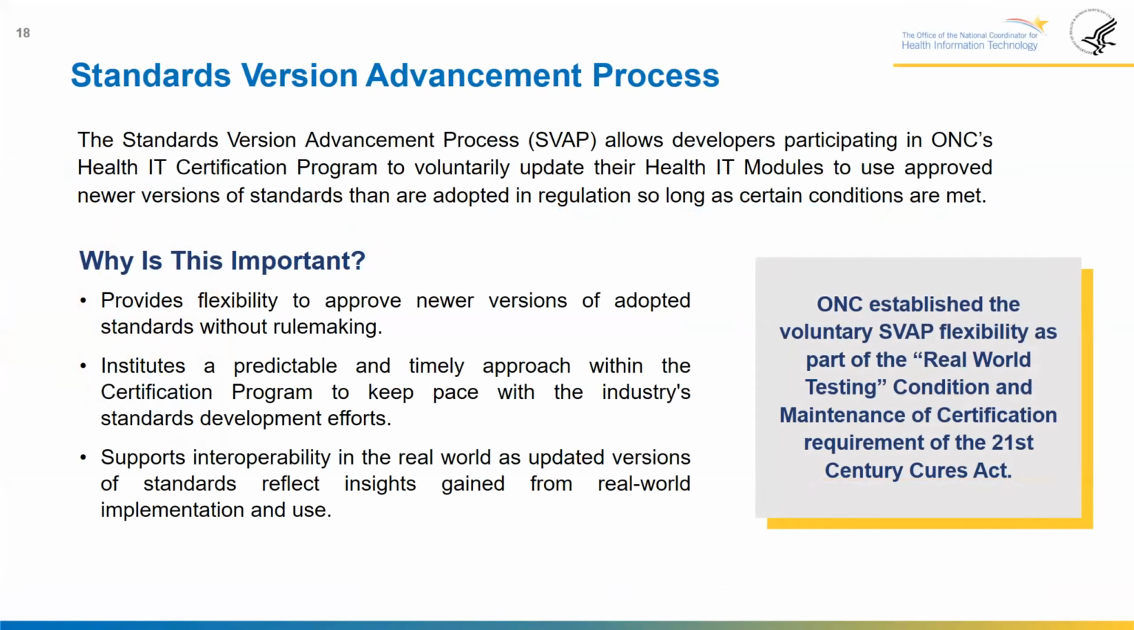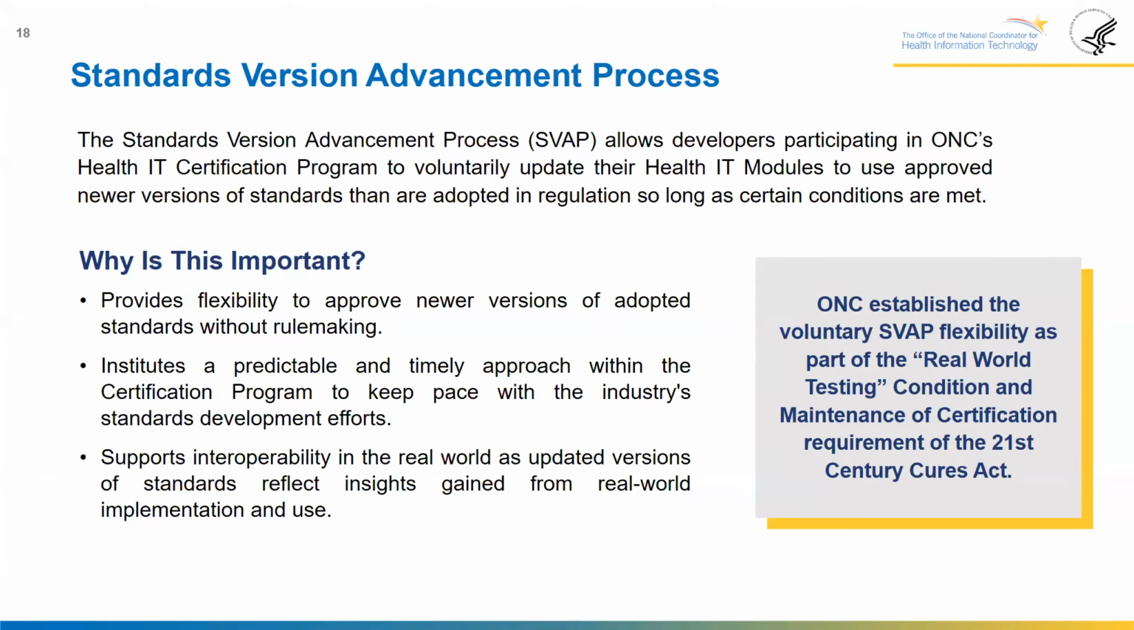First off, a little bit of background and a quick refresher. The 21st Century Cures Act required, and ONC established, the conditions and maintenance of certification requirements for the ONC Health IT certification program. And these express the initial and ongoing requirements for Health IT developers and their ONC certified Health IT modules. The Standards Version Advancement process is a component of ONC's Cures Act Final Rule, which established the SVAP flexibility to allow Health IT developers to voluntarily incorporate newer versions of adopted standards as part of the real-world testing condition and maintenance of certification requirement.